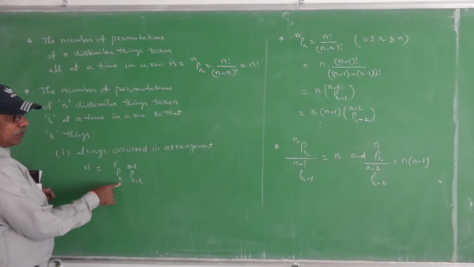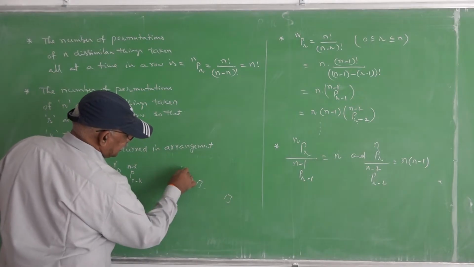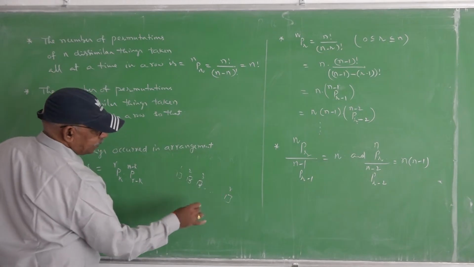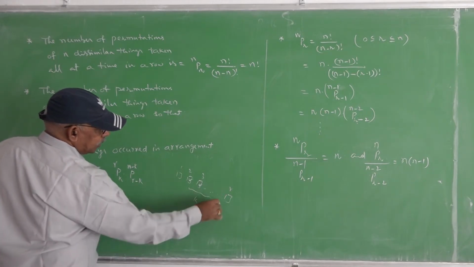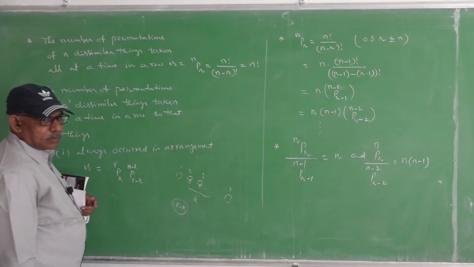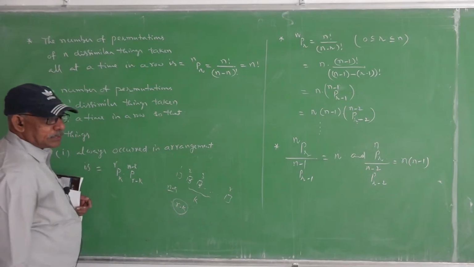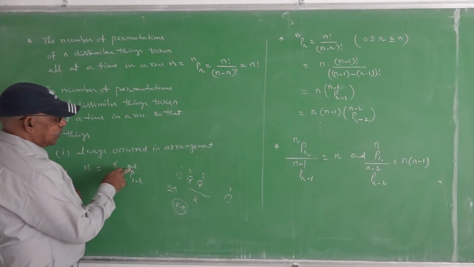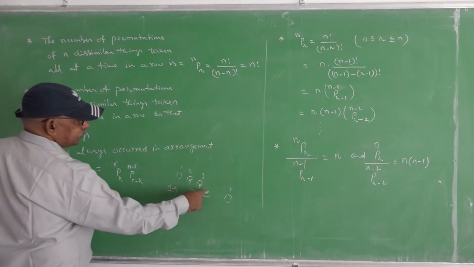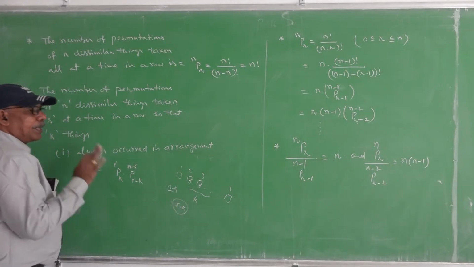Initially, you have to fill r blanks. There are r blanks to be filled here. Out of r blanks, some k blanks are filled. The remaining blanks are r minus k. These r minus k blanks can be filled with n minus k things. So, that can be arranged in n minus k P r minus k ways. And initially, out of r places, k are to be filled in rPk ways.